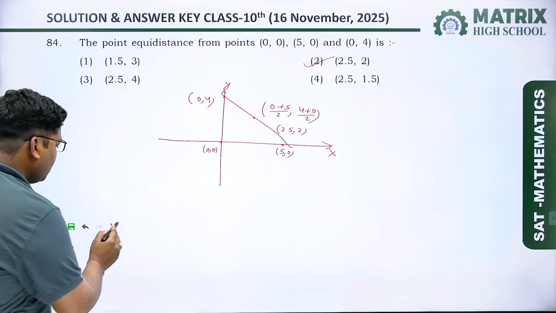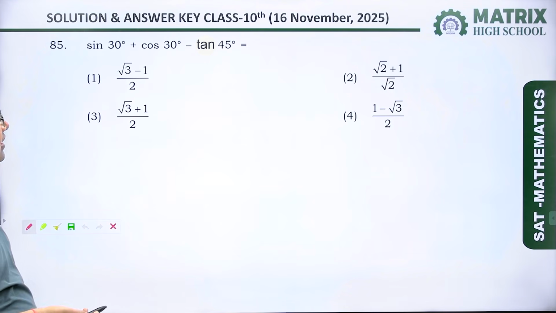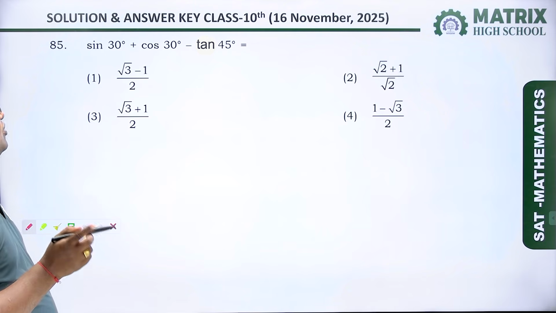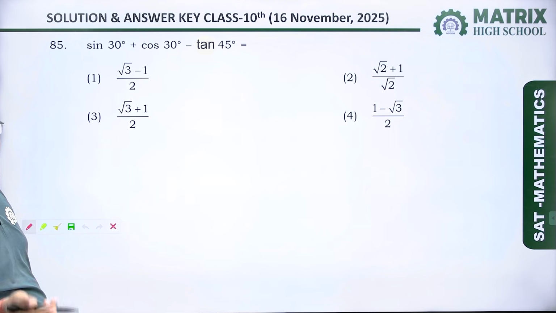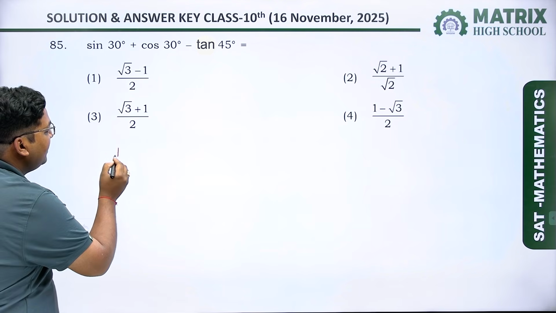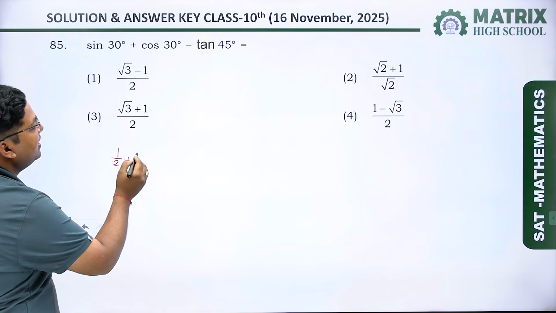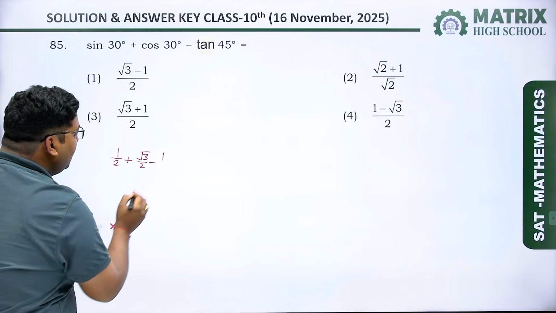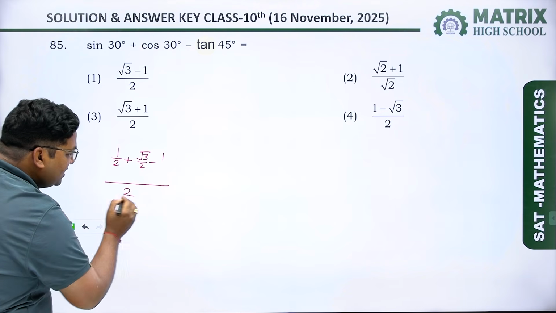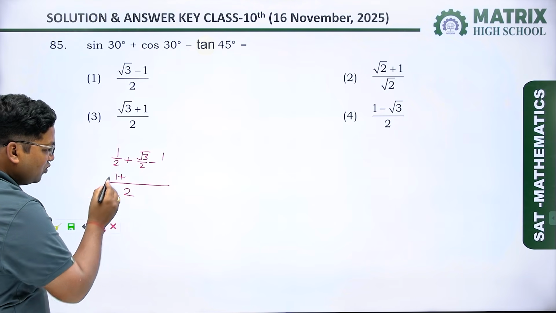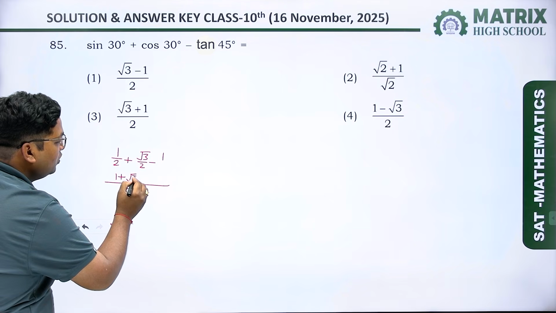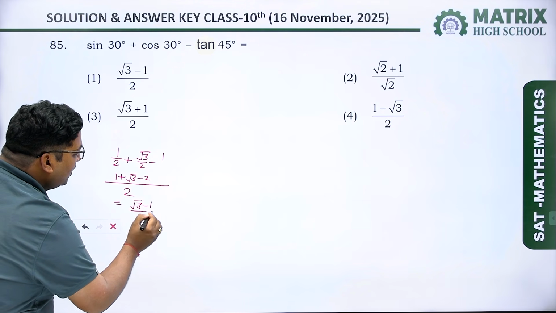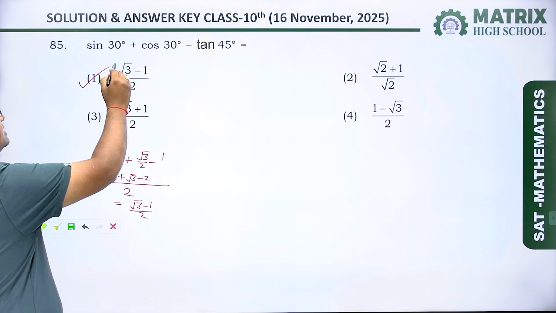Now coming to the next question. Sin 30 degree plus cos 30 degree minus tan 45 degree. So we have to substitute the value of sin 30, cos 30 and tan 45. So sin 30 is 1 by 2. Cos 30 is root 3 by 2, minus tan 45 is 1. We have to take LCM here, so it is 2. So when we solve this, we will get (1 plus root 3 minus 2) upon 2. It is equal to (root 3 minus 1) upon 2. It means option 1 is the right answer.